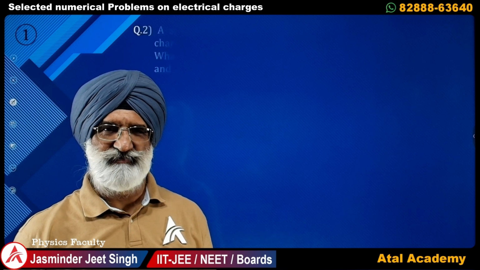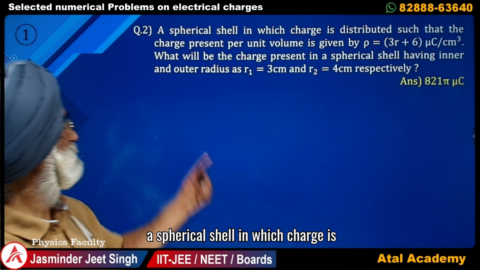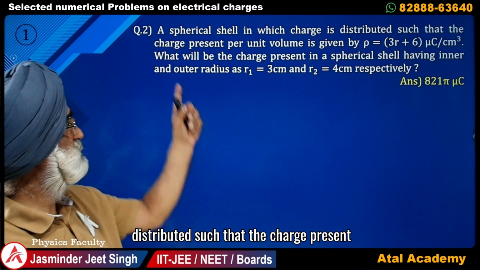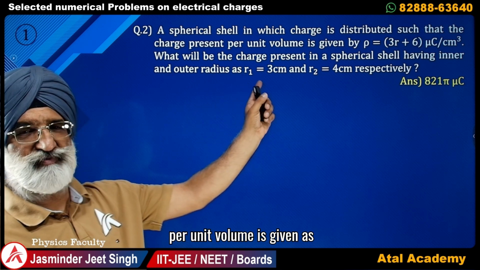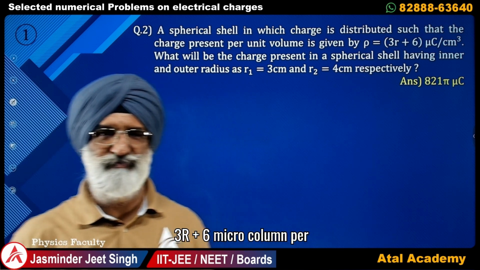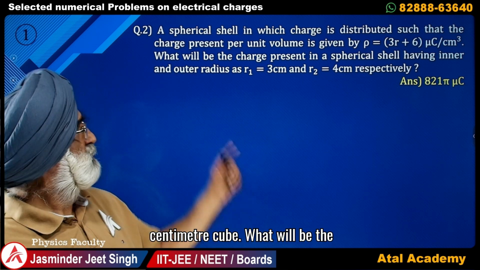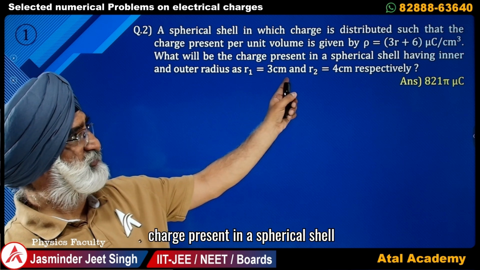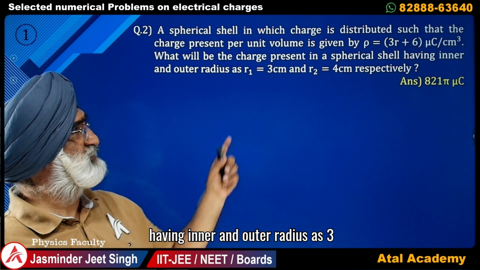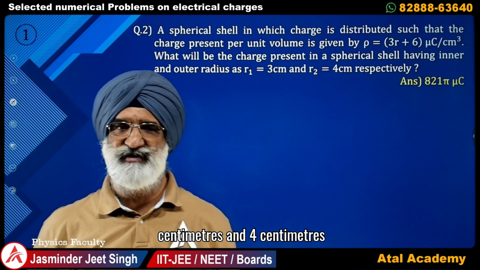Second numerical. A spherical shell in which charge is distributed such that the charge present per unit volume is given as 3r plus 6 microcoulomb per centimeter cube. What will be the charge present in a spherical shell having inner and outer radius as 3 centimeters and 4 centimeters respectively?